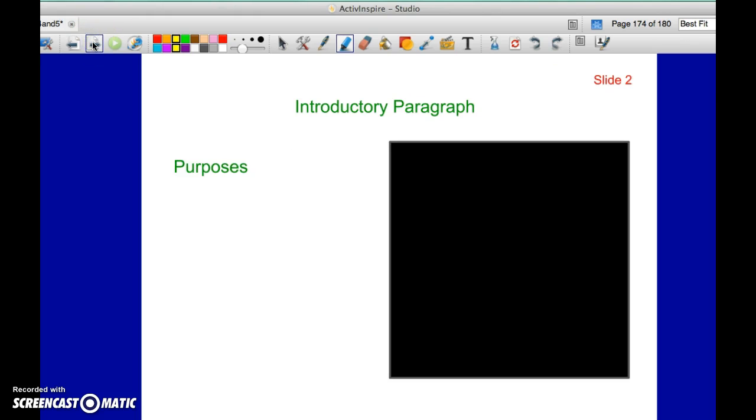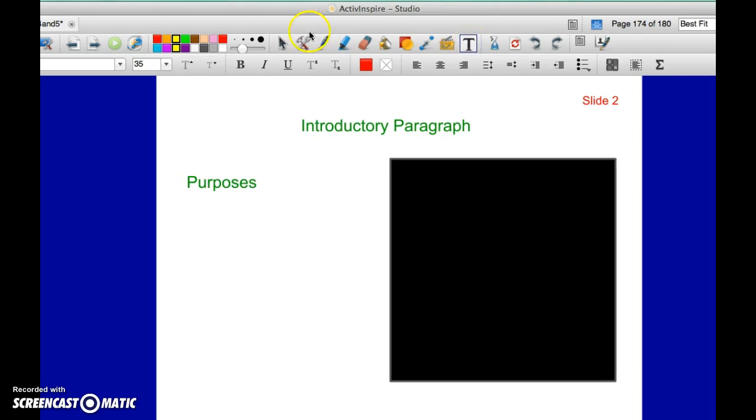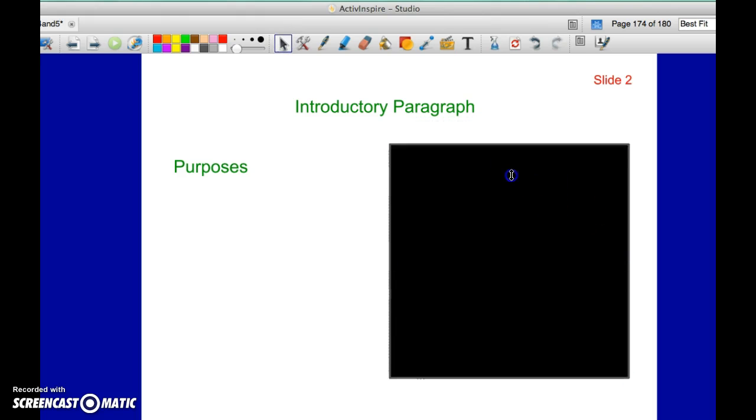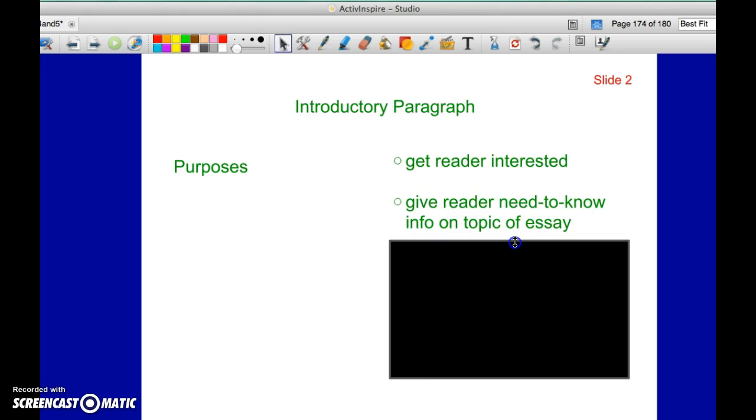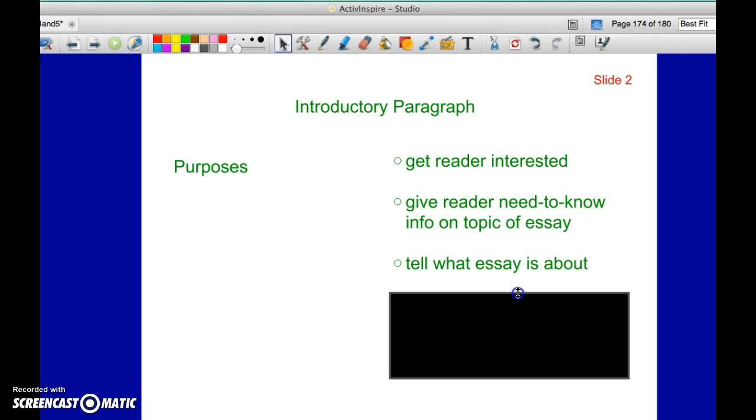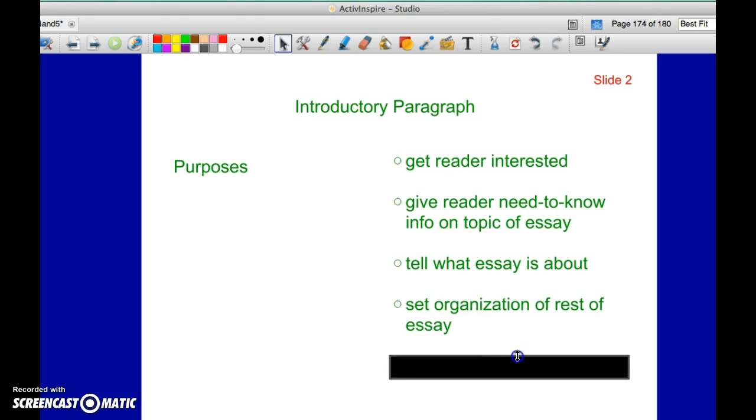Okay, so the first thing we're going to talk about with our introductory paragraphs is that they have a couple of purposes, 4 to be specific. The first purpose of an introductory paragraph is to get your reader interested or engaged in your full essay and topic. After that, the introductory paragraph gives your reader the need-to-know info on the topic of your essay. Next, the introductory paragraph directly tells or states what the essay is going to be about. And finally, the introductory paragraph sets the organization for the rest of the essay.